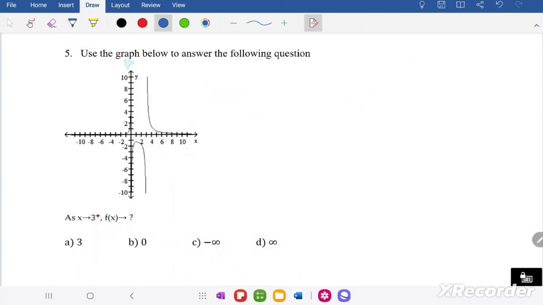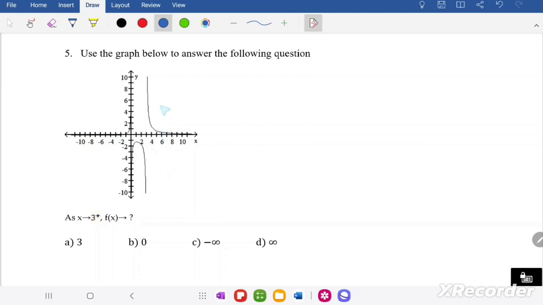Question number 5 says, use the graph below to answer the following question. So we have here a graph of a rational function, and the question is, as x approaches 3 from the positive side, f of x approaches what value? All right. Now, this is a question on vertical asymptotes, and interpreting the arrow notation of rational functions. So we have to check the behavior of the graph.